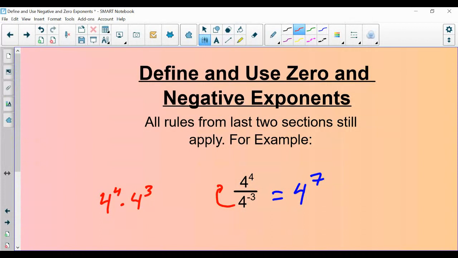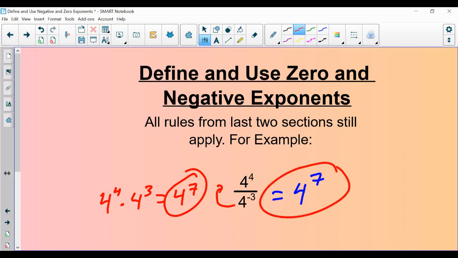Now, once again, think back to previous sections. When you have two things that are being multiplied with the same base, you would add their exponents. And what do you get? 4 to the 7th. So we got the same thing both times. We just used different methods to get there. And that's going to be the case. You're going to just make sure you're using your properties, but as long as you're using your properties, you should be fine. Let's look at a couple more examples.